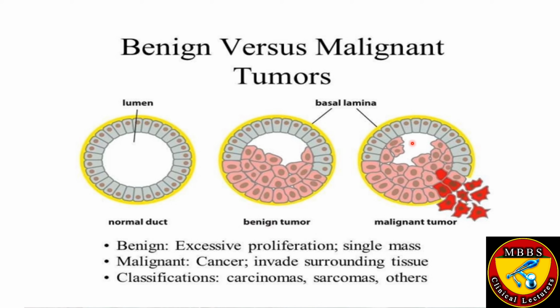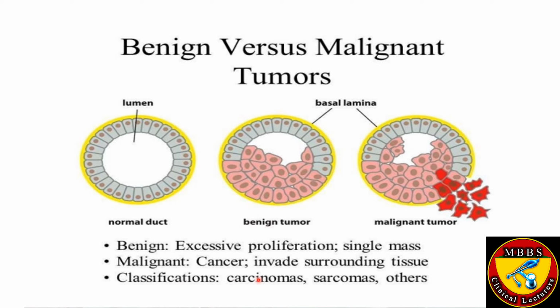But here you can see the very much anaplastic cell, the nuclear cytoplasm is very much strange, and here you can see the tumor cells have invaded the basal lamina. So you have labeled it as malignant one, and it has a potential to spread locally and to metastasize to the distant organs.